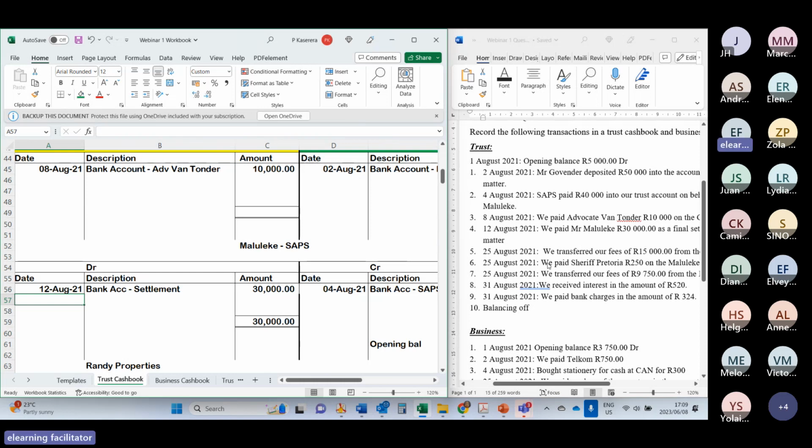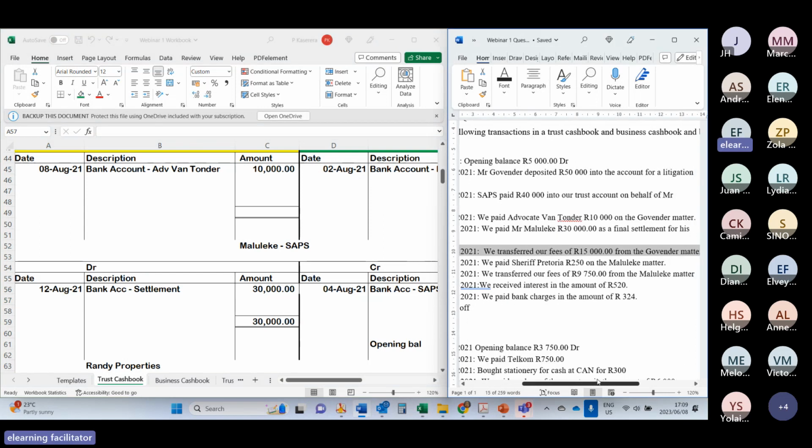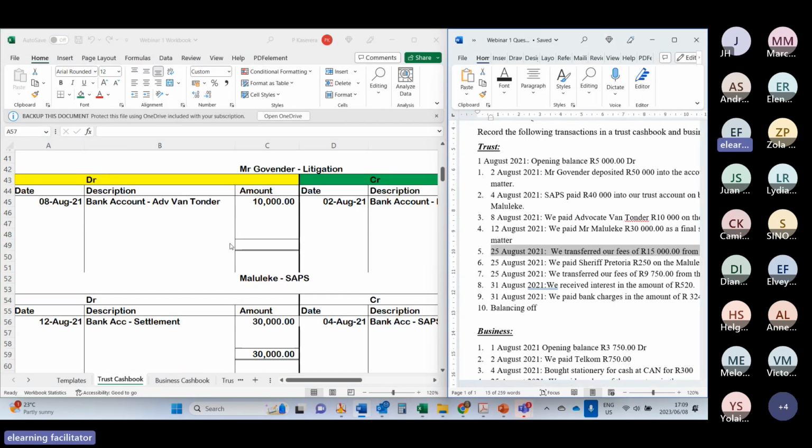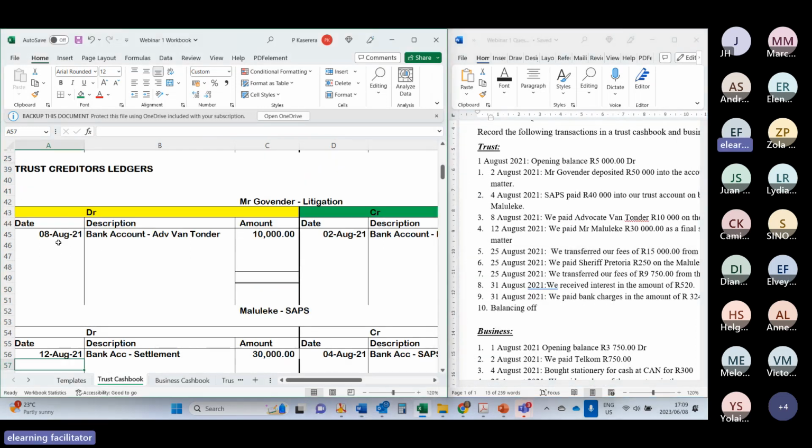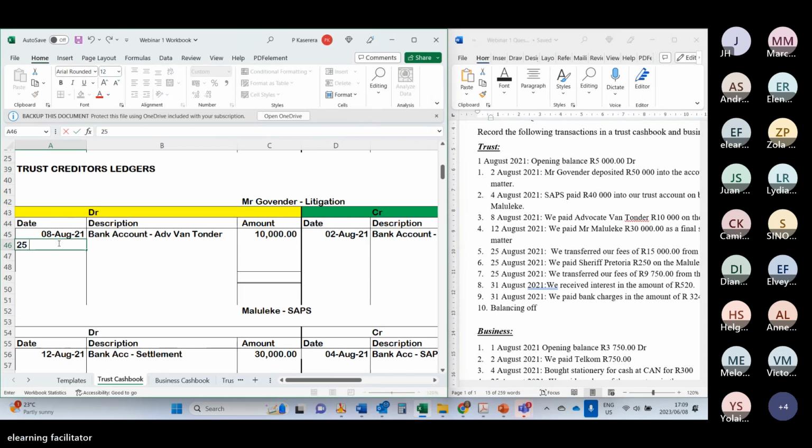And then on 25 August, we transfer our fees, 15,000, Govender matter. We go back to the Govender ledger, 25 August 2021, and then through our bank.